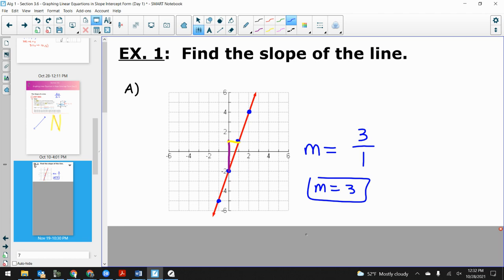So now, did I need to just choose those 2 points? No, I could have chosen rise 3, run 1, or I could have gone all the way. I could have chosen rise all the way here, run all the way there. Would I have still gotten the same slope? Yes, because this would have been rise 9, run 3. What's 9 divided by 3? 3. That's what it means to have a consistent slope, to be a linear equation.